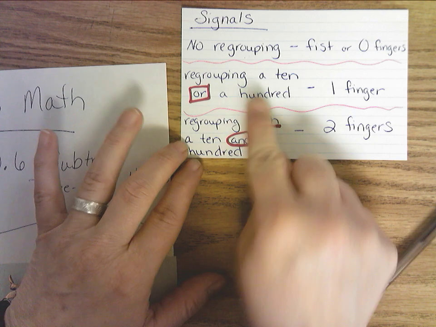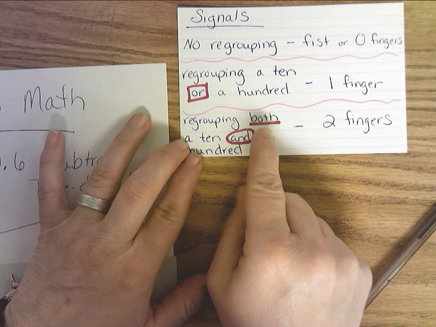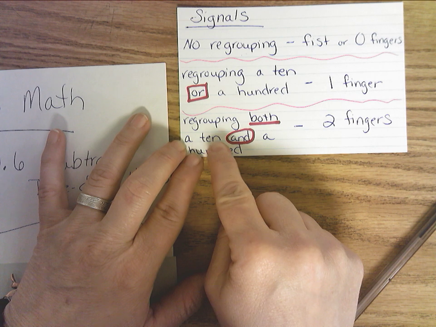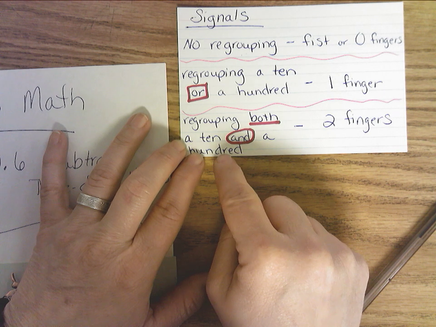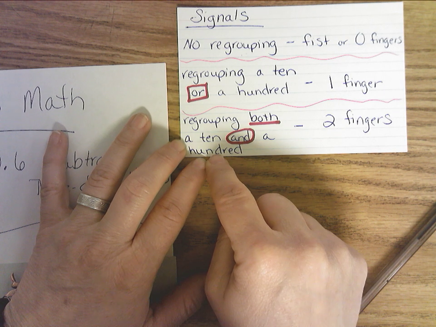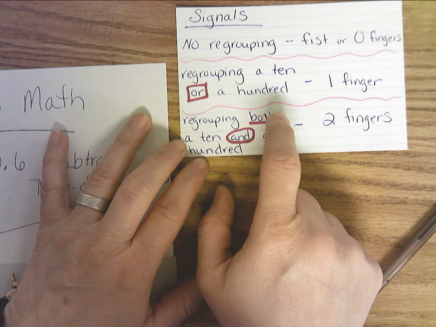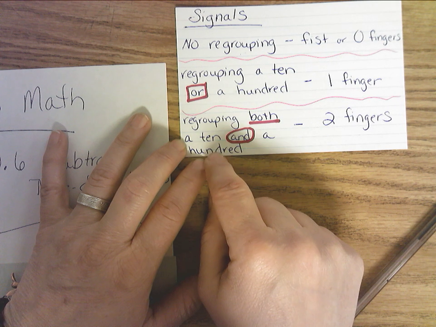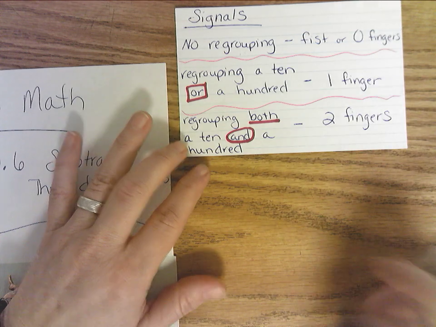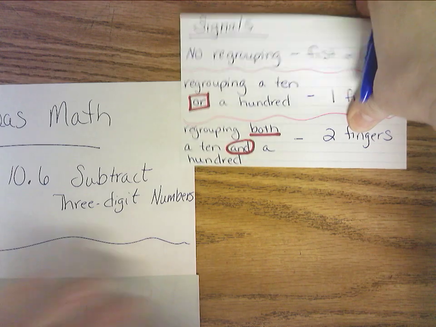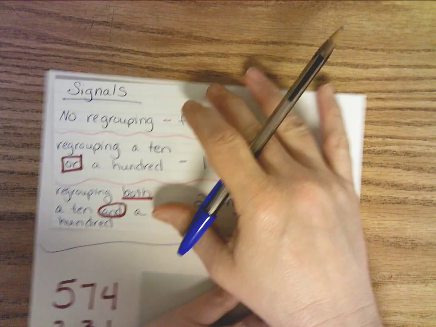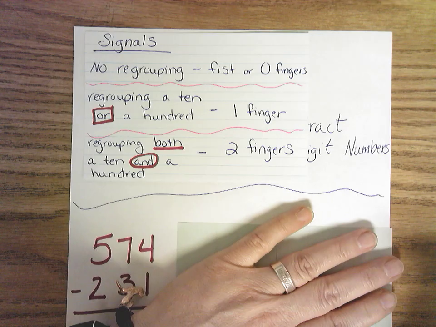The third signal is regrouping both a 10 and a 100. So you're going to show me 2 fingers. So if there's regrouping in both the 10s and the 100s, you're going to show me 2 fingers. Okay. So let's look at the first problem. Here's your signaling up here.